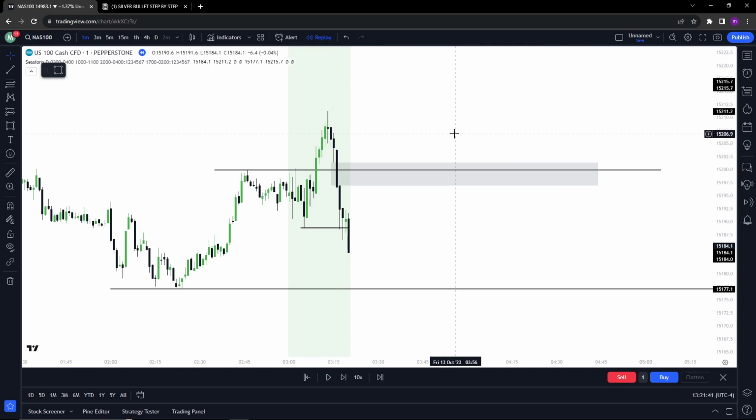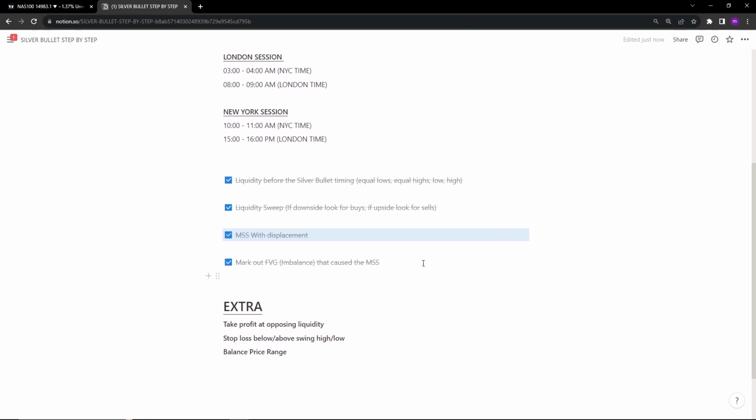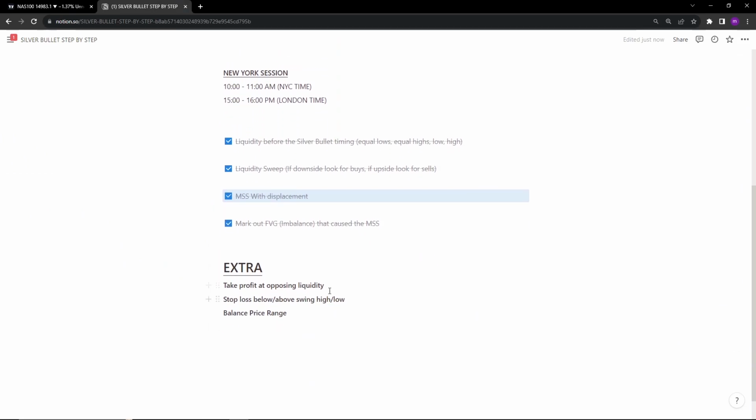Now that we've marked out our fair value gap, this is a completely valid entry. Why? We've marked out liquidity before the timing. We've had a liquidity sweep. We've had a beautiful market structure shift with displacement. We've marked out our imbalance right over here. You can see this is the best possible imbalance we can enter off. The next thing that we are looking for is our entry. Now, this is the extra stuff that I want to talk about.